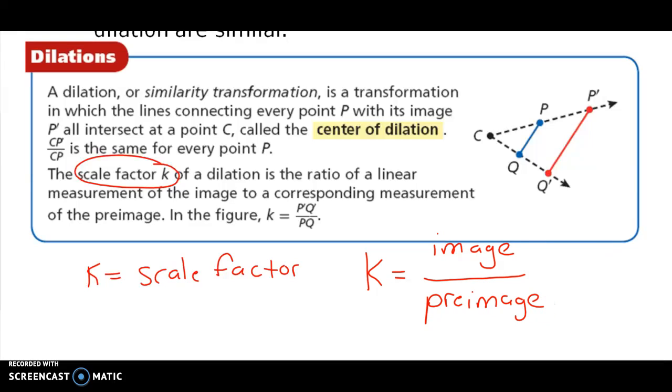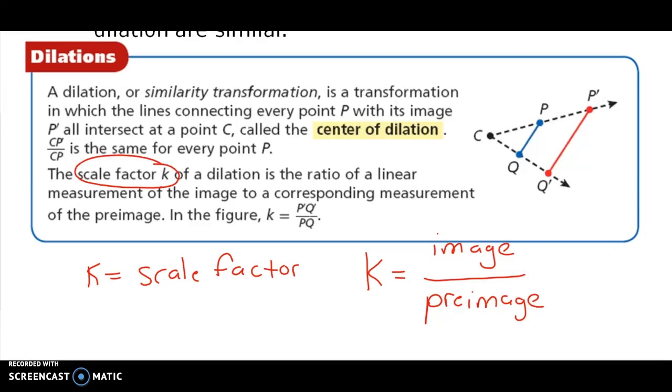How do I know which one is the image and which one is the pre-image? Yeah, the prime. So in this picture, which one's the image, blue or red? Red is the image. It's the one that comes second. It's the one with the primes. The pre-image is the original, right? The one that came first, that would be blue.